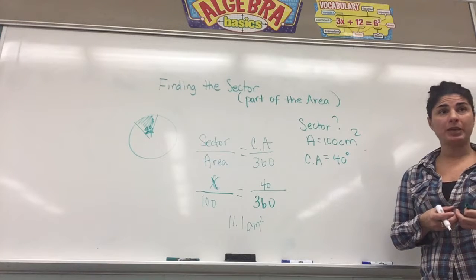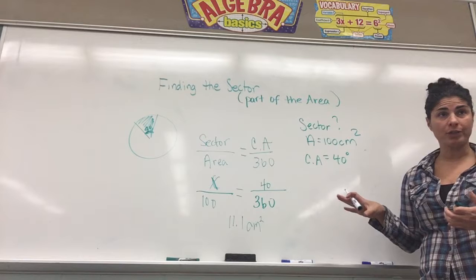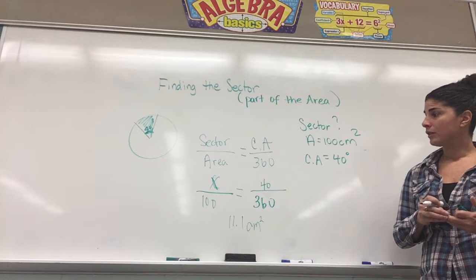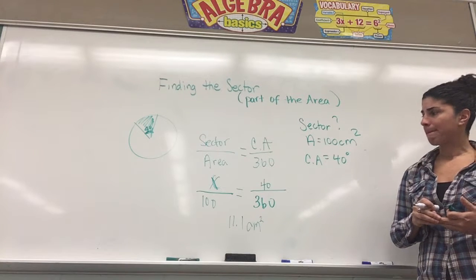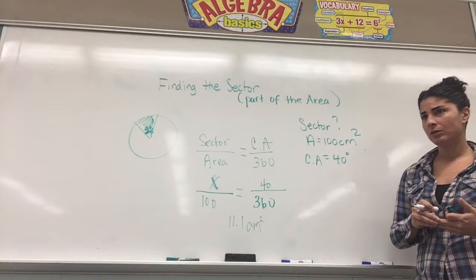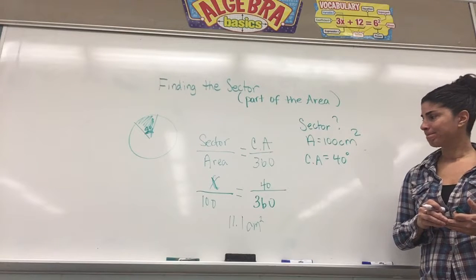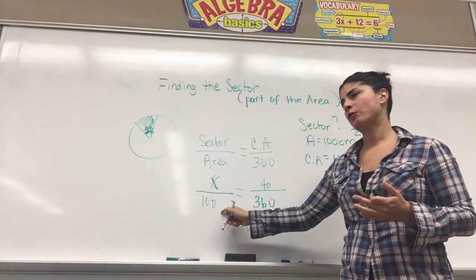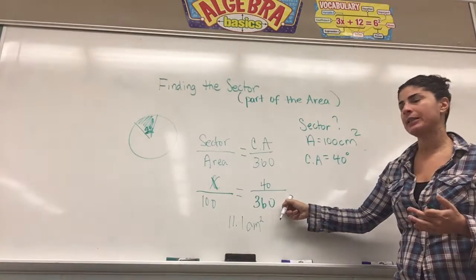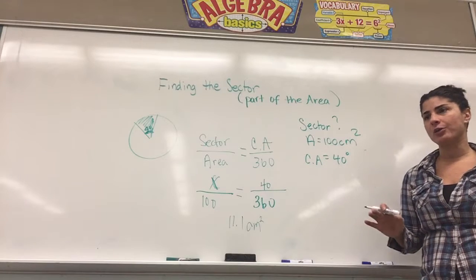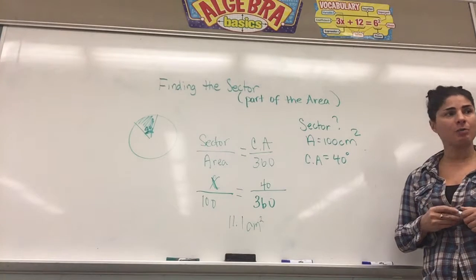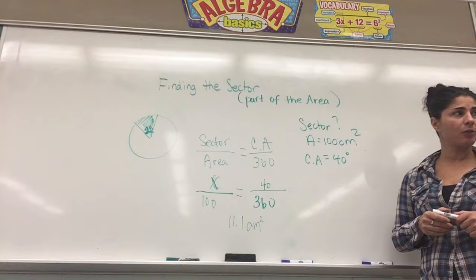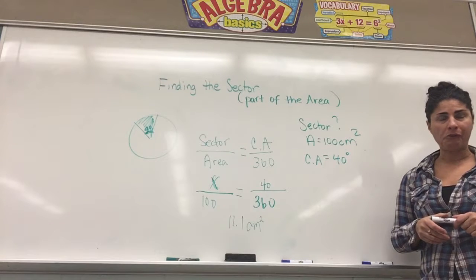Does anybody want me to repeat anything? So far, so good. Yes? Yeah, when you cross multiply and you get 11.1, how do you divide it? By 360. So 40 times 100 is 4,000, divided by 360 will give you that, and that's all calculator work. I'm not asking you to know how to multiply numbers, neither whole nor decimals. We're good?